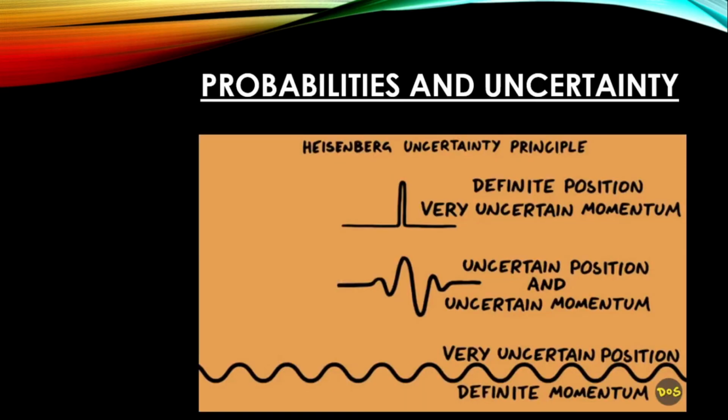So the Heisenberg uncertainty principle: a definite position means a very uncertain momentum. If we can expect a definite position, we are uncertain with the momentum. But if we are uncertain with the position, we can have a definite momentum. So these are the probabilities and uncertainty of quantum physics and computing the quantum world, the wave function.